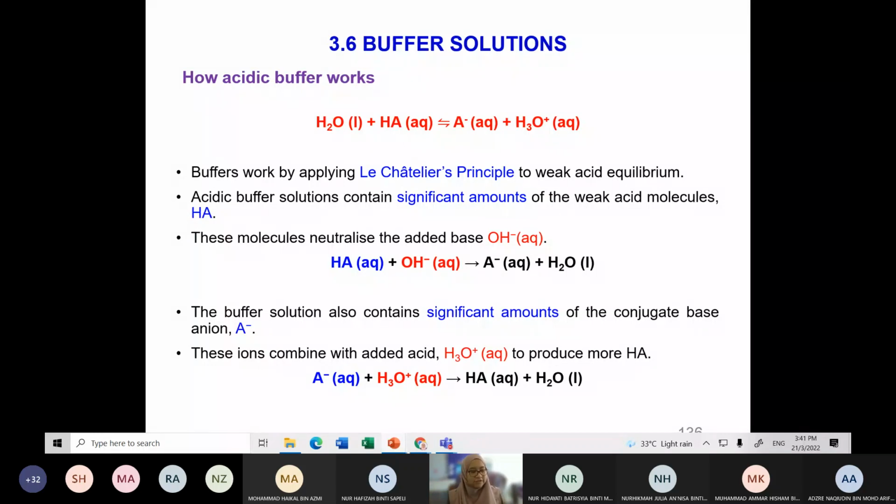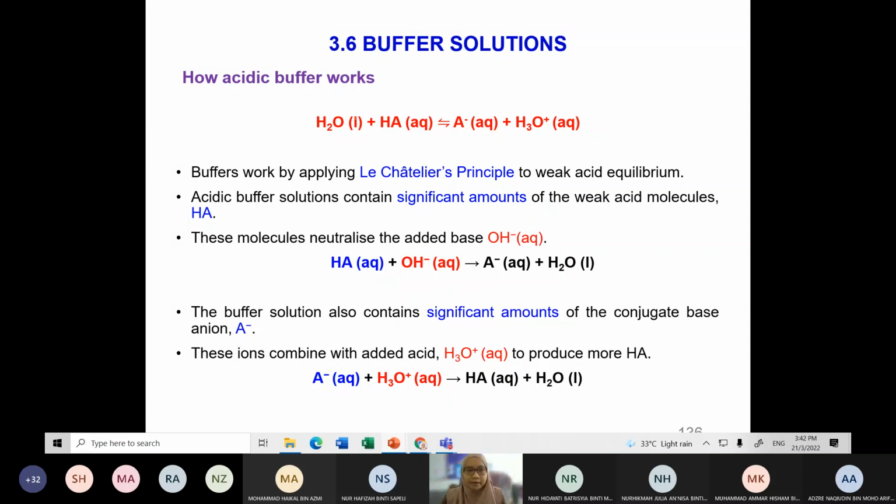Okay guys, you have to listen carefully so that you know what is the purpose of having a buffer in the first place. Why do we need a buffer? And then how does a buffer work? Okay, alright, so let's start with the acidic buffer. It's actually the same. We have acidic, we have basic, but the understanding and the concept is still the same.